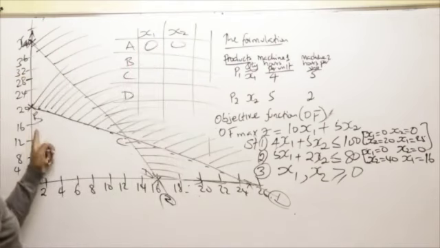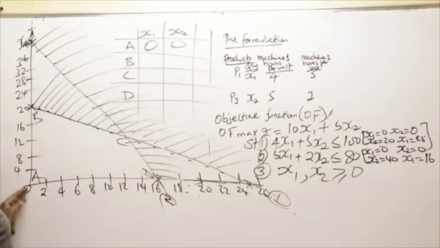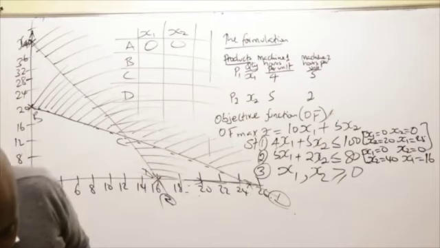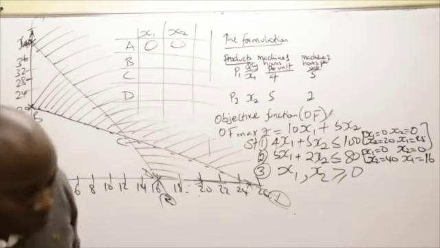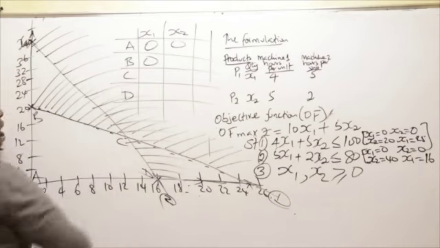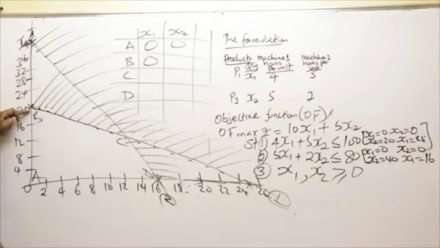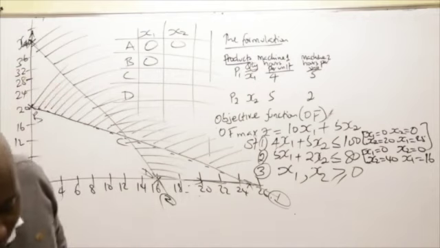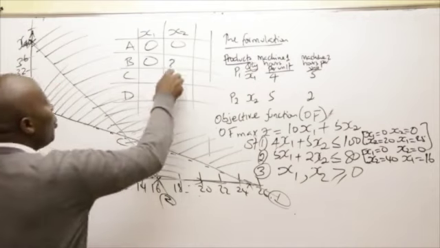How about corner B? What is the value of x1 at corner B? X1 at corner B here is 0. How about x2 at corner B? Somebody is able to hear me. X2 at corner B is 20. Thank you very much. Go to C.